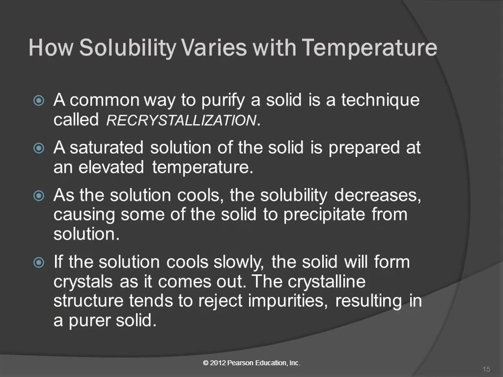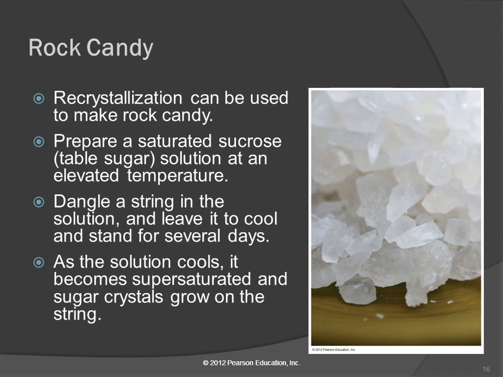and that crystal structure is going to tend to reject impurities. So maybe there's some other ions in there that don't belong in that solid. Maybe you're crystallizing sodium chloride and there's some potassium. The potassium's not going to fit in the crystal. And if this precipitation happens slowly enough, it will get excluded. And so you can get much more pure solids using this technique of recrystallization.